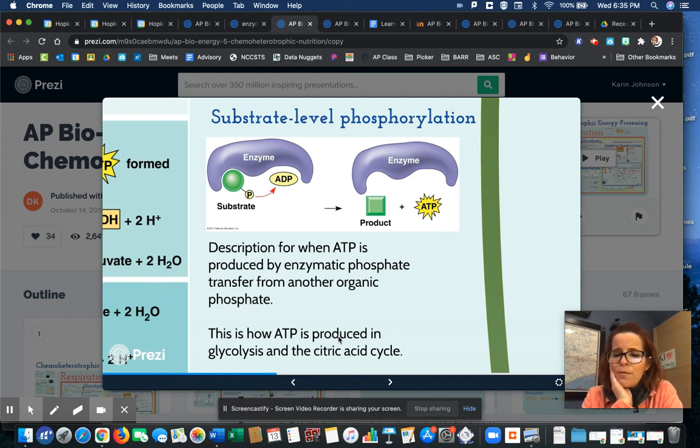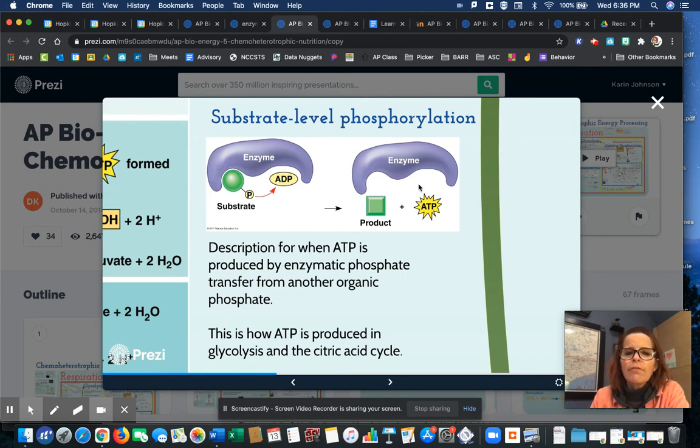Substrate level phosphorylation. I don't think they're going to ask you specifically what substrate level phosphorylation is. However, they might use that phrase on a test. So remember, this is in contrast to the last stage of cell respiration, which is called oxidative phosphorylation. So substrate level phosphorylation is when you have an enzyme and you're taking a phosphate from an organic molecule and attaching it onto ADP to make ATP.